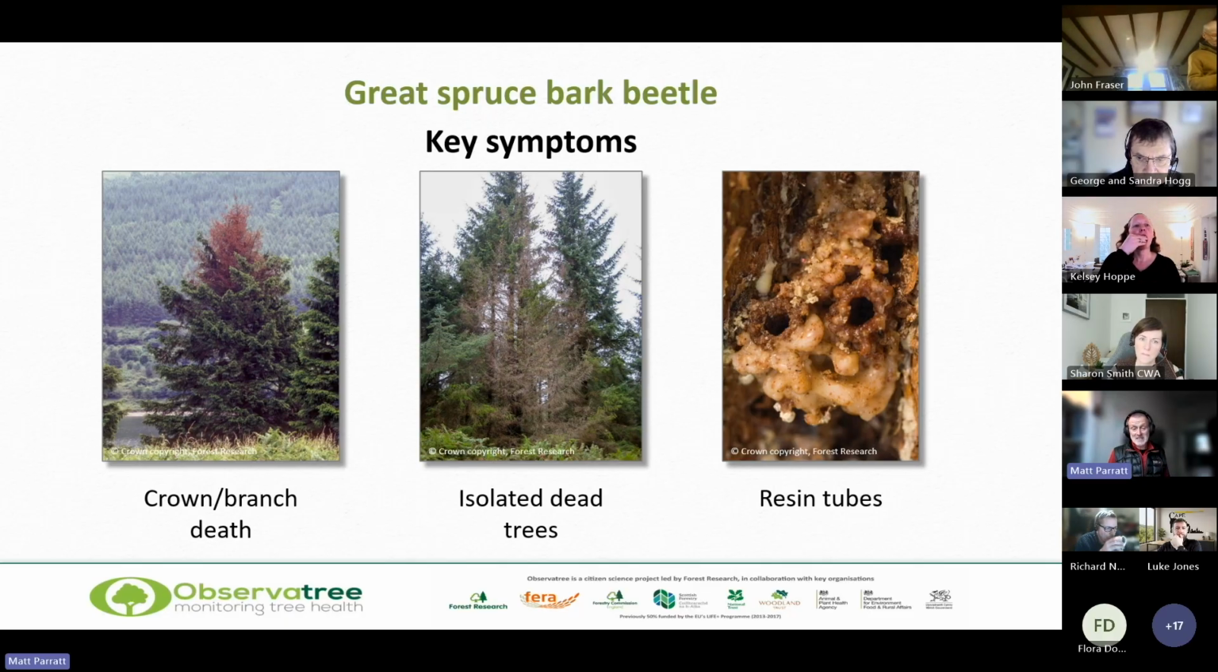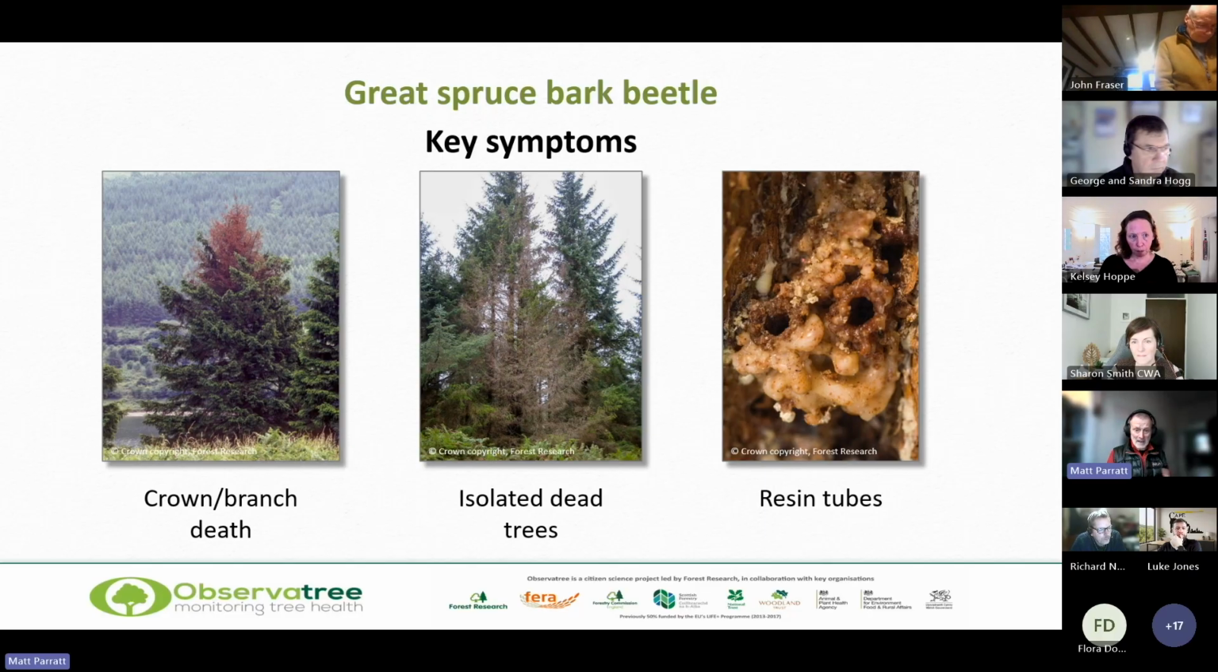If you start to see dead and dying branches on your spruce trees, get in there and have a look at the trunk, and particularly around the base of the trunk, for what we're going to call resin tubes. I like to call them volcanoes. It just fits the description a little bit better.